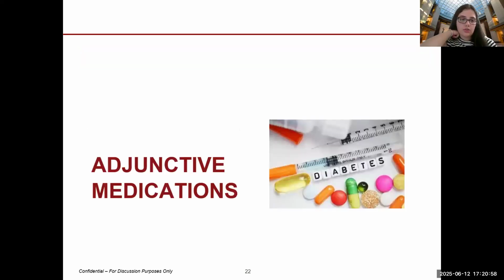So next we'll move on to talk about adjunctive medications. Now that you know what lab values we need to manage diabetes, we'll dig deep into the medications.